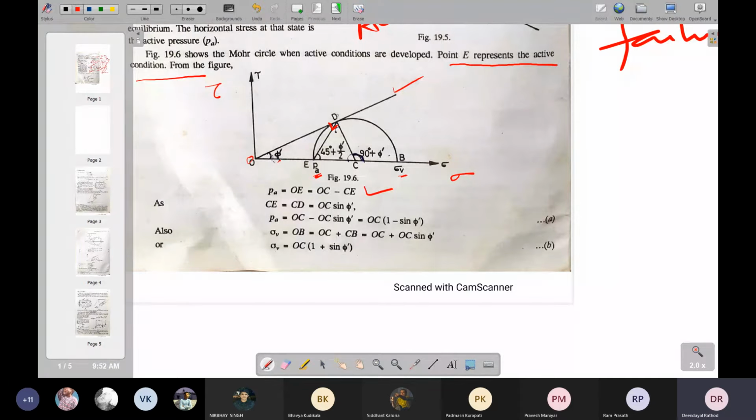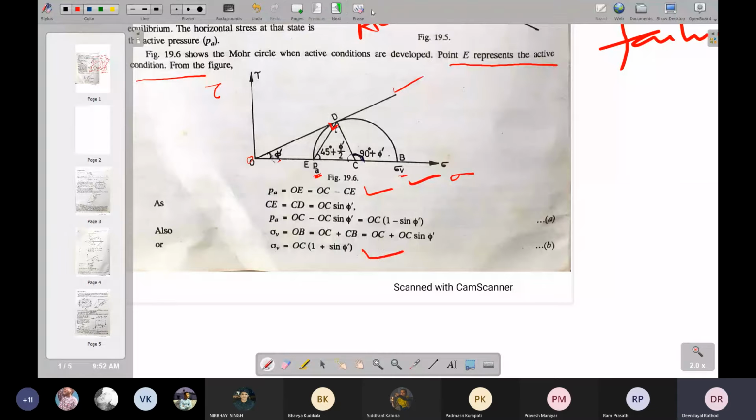Also, what is this vertical stress? It is nothing but OB. OB is nothing but OC plus CB. We keep OC, and CB is nothing but OC sin phi. Then it can be written like this. It is very simple. If you are not following, it is very simple.